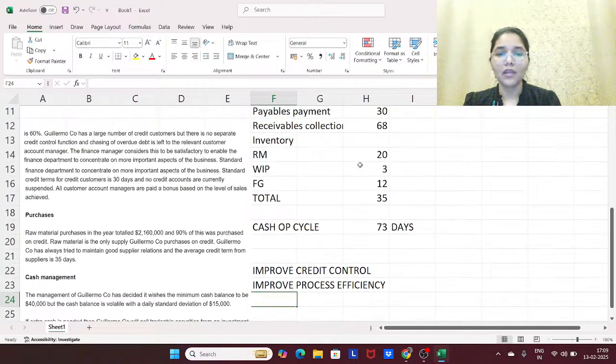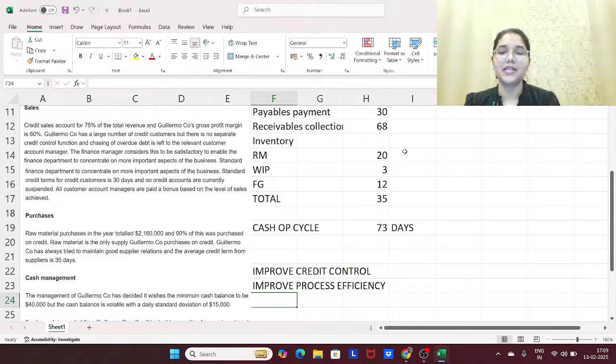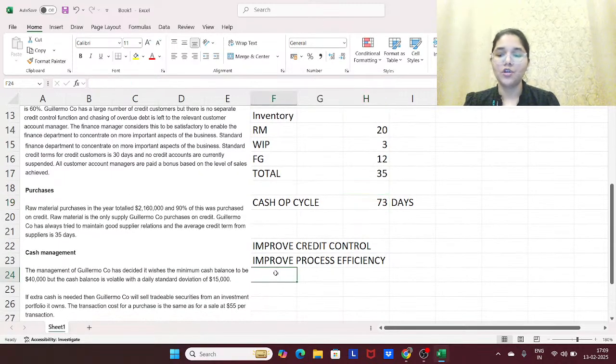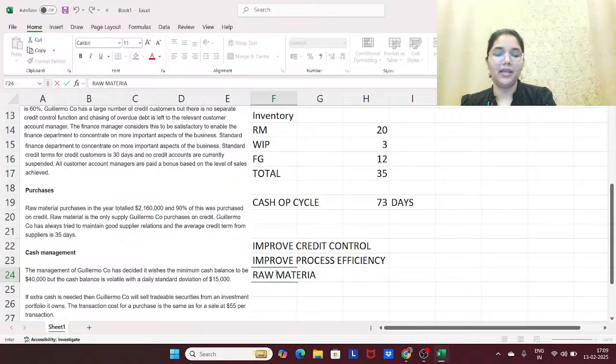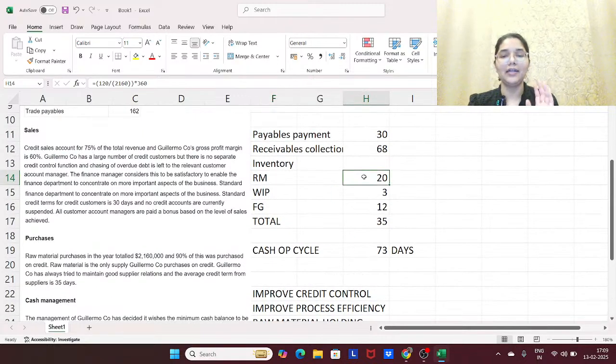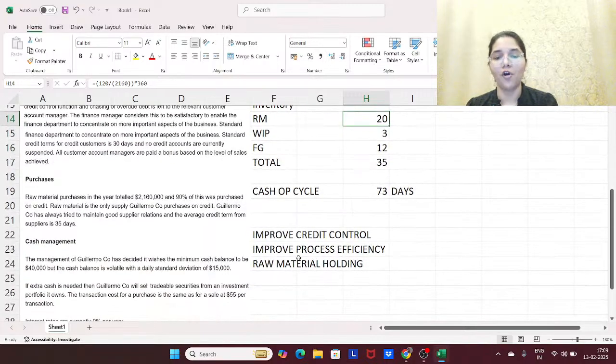Then raw material they are keeping with themselves for 20 days. So if they minimize this, then this can be minimized, and then this can also be minimized. So you will tell them to reduce the raw material holding period if that is possible. You will tell them that currently you hold raw materials for 20 days. So if your suppliers are reliable, you should consider holding less raw material inventory with you, so that the inventory days can fall down.